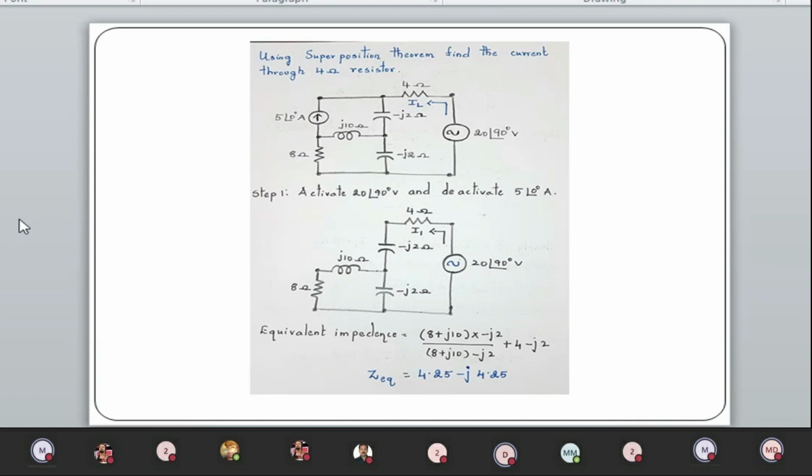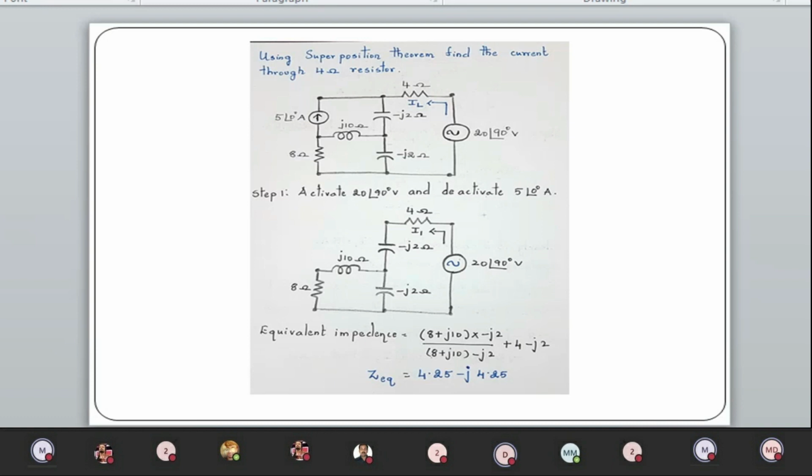Now let us consider a complex network which has two active sources, one current source and another one a voltage source, and most important, it is an AC network. Using the superposition theorem, find the current through the 4 ohm resistor. I told you already, the current through any network is the algebraic sum of the currents when each source acts independently. So when one source is activated, the other source must be deactivated.